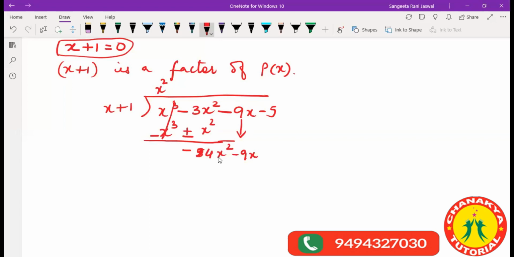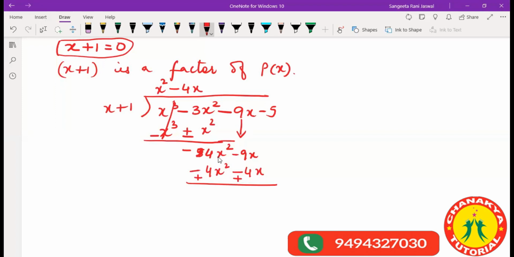Now I want 4x square here, but here I have just 1x. So that means now I will multiply this with -4x. And when I have -4x multiplied with x, I get -4x square. And now -4x with +1 also it will multiply, and then I get -4x here. I hope you are understanding. And when I subtract it, the sign will change, minus will become plus, this will become plus. Yes, ma'am, I got 0 as the remainder.